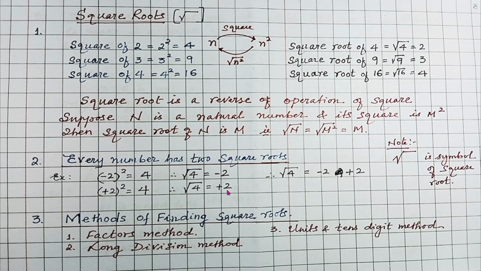Therefore, the square root of any number will have two square roots, one with plus sign, the other one with minus sign. For example, square root of 9 is plus minus 3. Square root of 16 is plus minus 4, and so on.